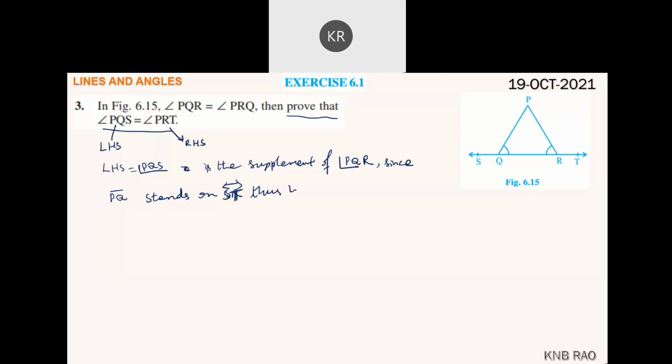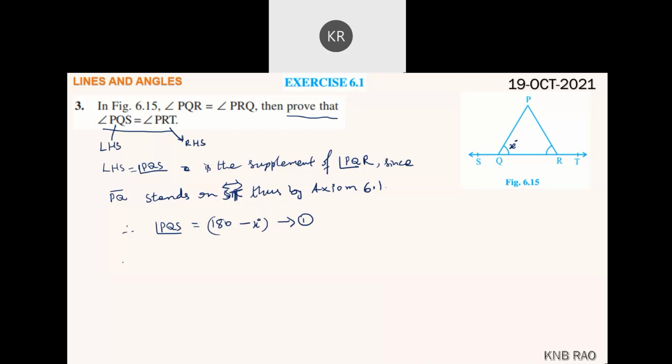Thus, by axiom 6.1, angle PQS is equal to 180 minus... You will assume in the beginning, let PQR be x degrees. Why? Because a three-letter notation always teases us. So bring it into one letter, A, B, R, X, Y, it's up to you.